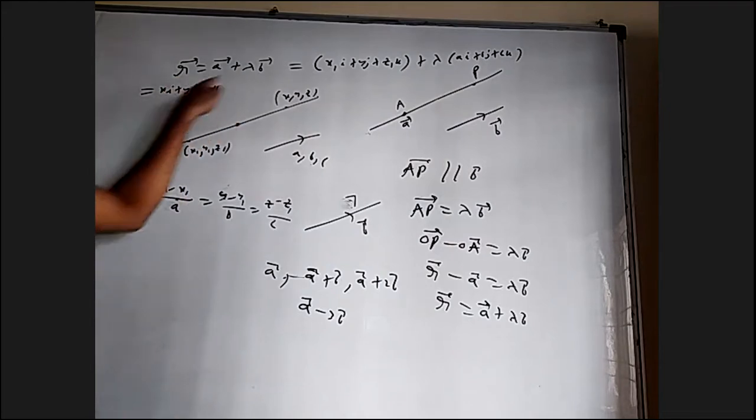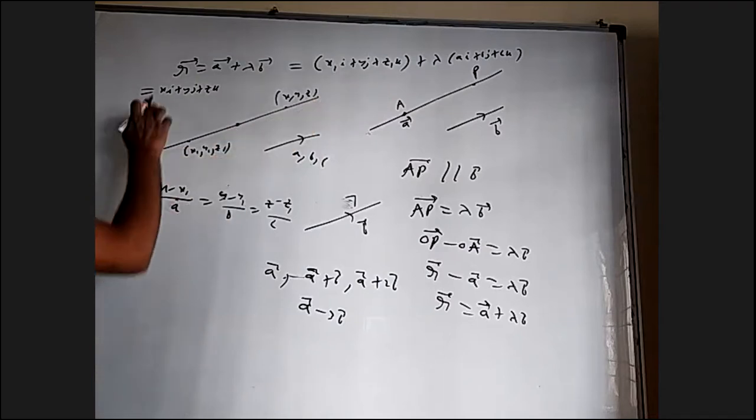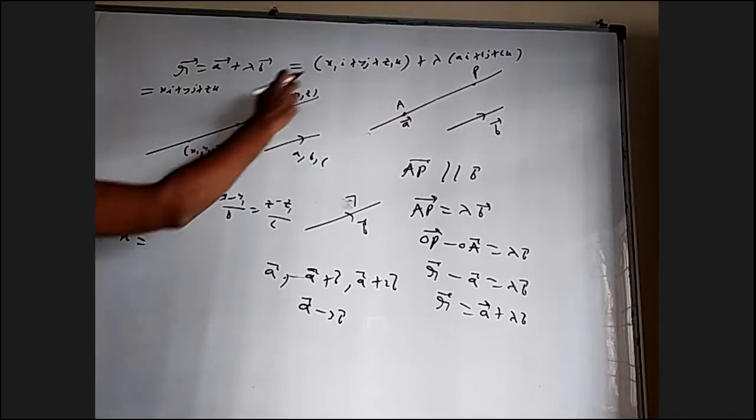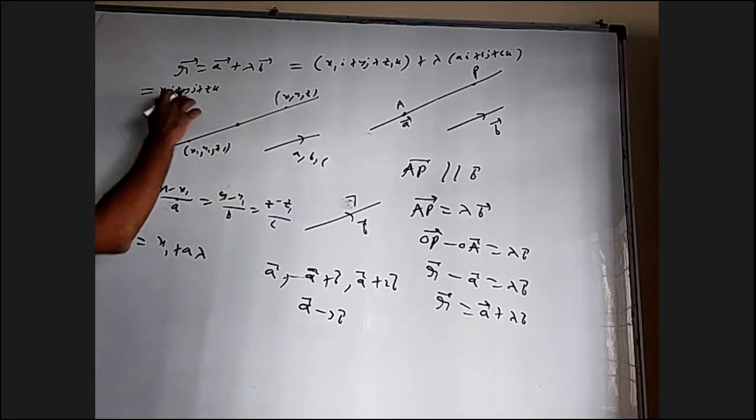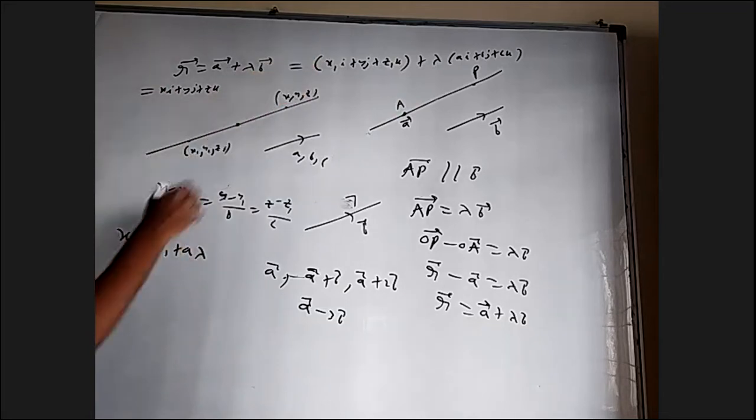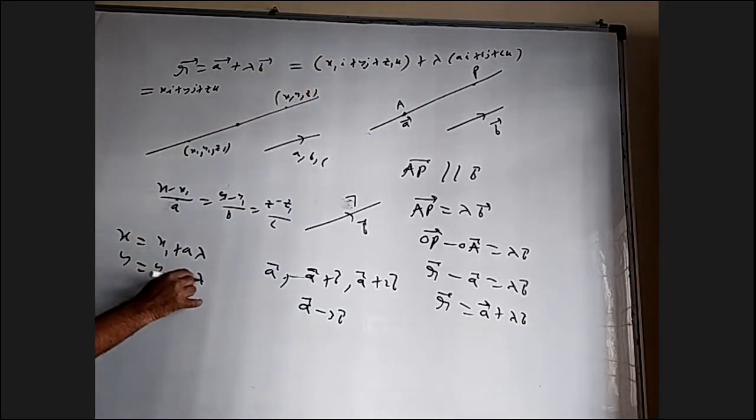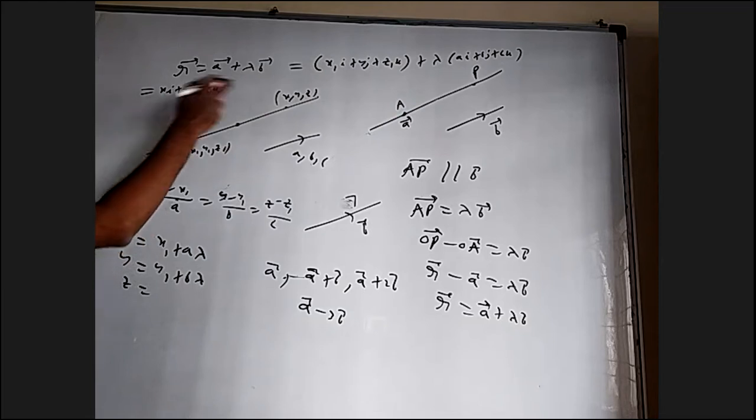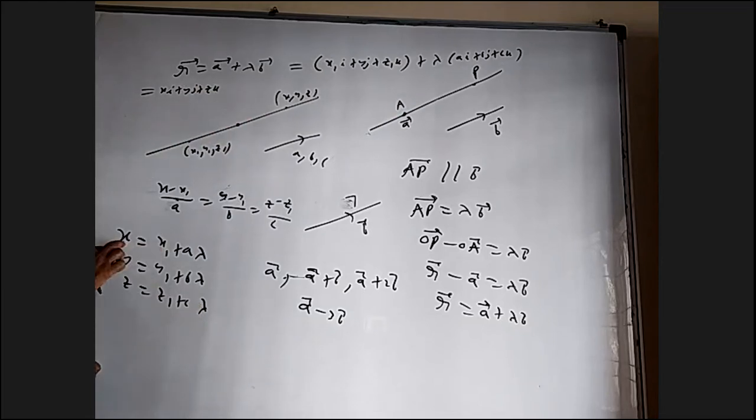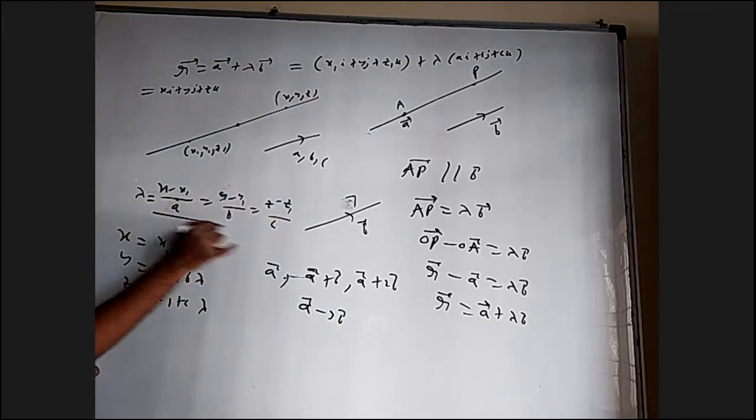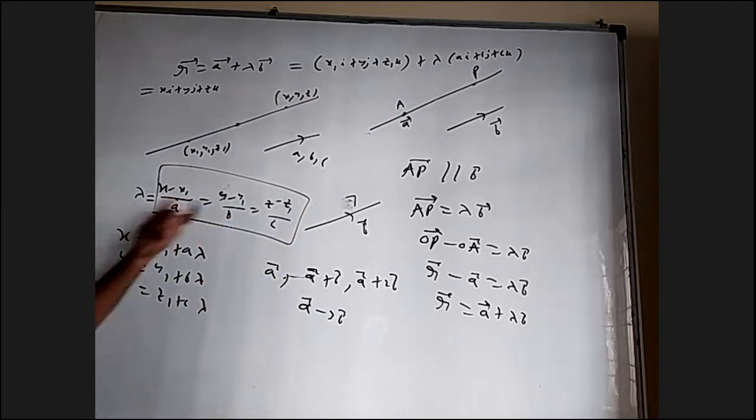Now, when you compare the coefficients, here the i coefficient is x, and here the i coefficient is x1 plus a lambda. Here the j coefficient is y, and there the j coefficient is y1 plus b lambda. Similarly for z, if you equate the k coefficient, z1 plus c lambda. Bring this x1 here, divide with a. Bring this y1 here, divide with b. Bring this z1 here, divide with c. You'll get all these equal to lambda. That's how we got it. Even in vectors, we can teach this.